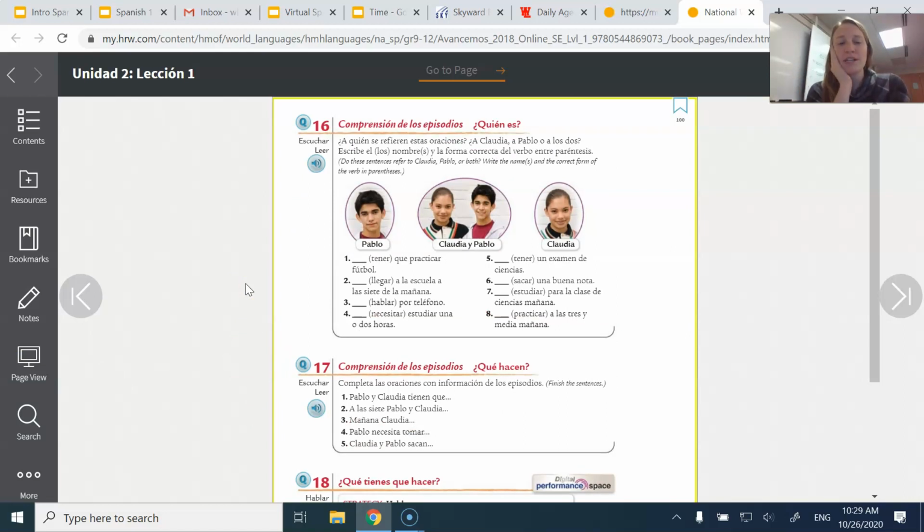What about this one? Blank, llegar a la clase a las 7 de la mañana. Or sorry, a la escuela. Let's put them, right? So Claudia y Pablo llegan. That's taking off the AR and adding an A in. Llegan a la escuela a las 7 de la mañana. Blank, hablar por teléfono. Who's talking on the phone? I believe it's both of them. Claudia y Pablo hablan por teléfono.